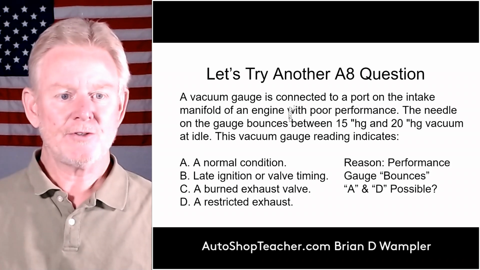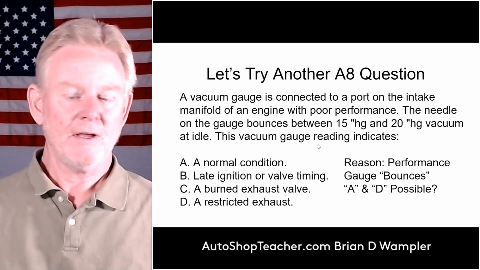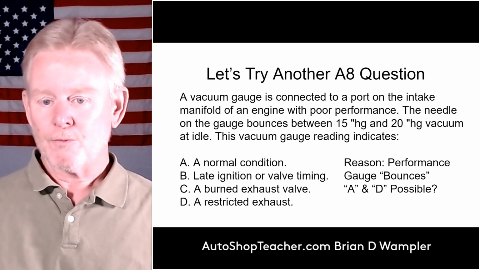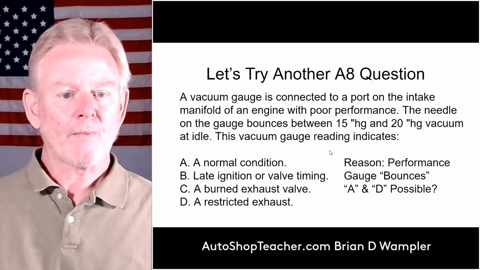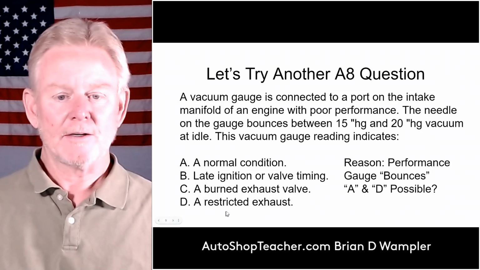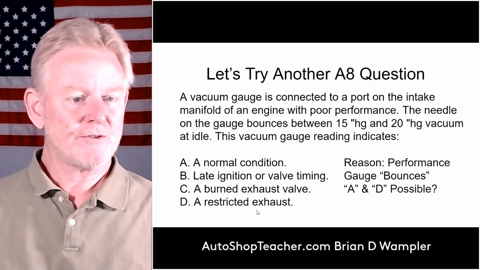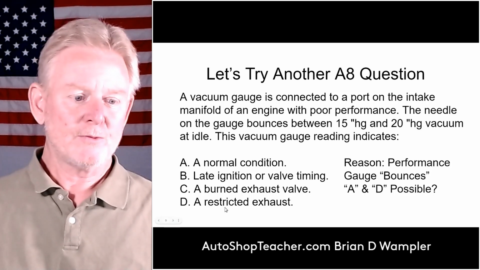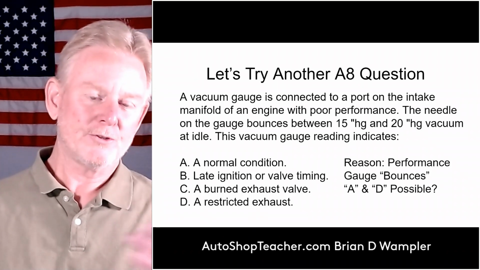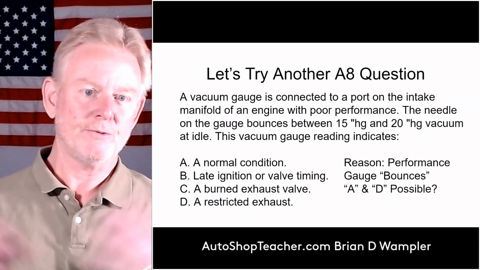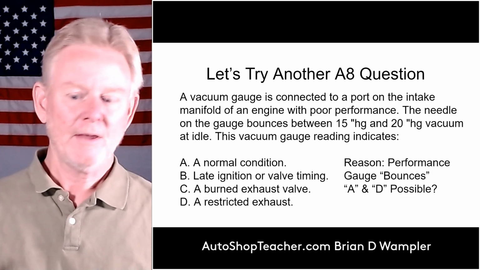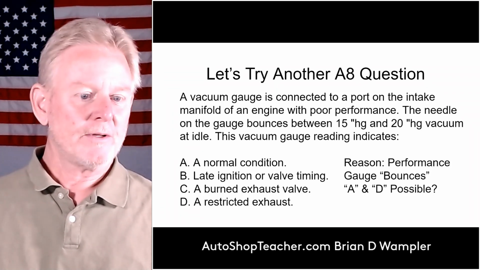If up here in the conditions of this test, it said we were doing this test at 2,500 RPM or in drive on the road at 30 miles per hour or something, and we started getting weird readings on a vacuum gauge, then maybe we would start getting concerned about restricted exhaust. But this engine is just sitting and idling, and if the exhaust was restricted, wouldn't it be consistently reduced? It's not going to pop, jump around. It's not like every now and then the exhaust unrestricts and then restricts again and causes the vacuum to jump. So I think we can eliminate A and D pretty quickly here.